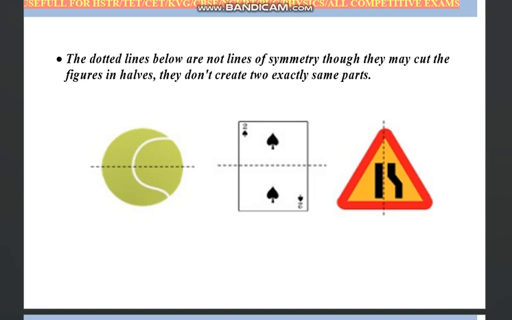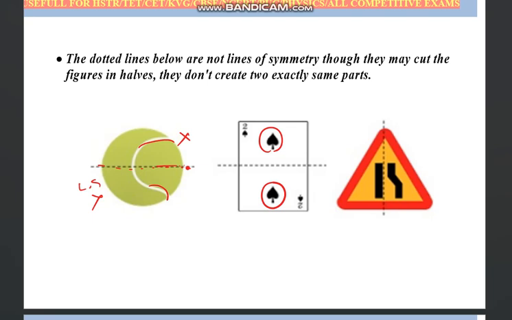See here, this ball is on this line. If I cut this figure into two parts on this line, it will not cut into exactly two parts. See the print on this. This is like this and this curve is like this. So this line is not a line of symmetry. Here also, this is not a line of symmetry because see the shapes of these two.